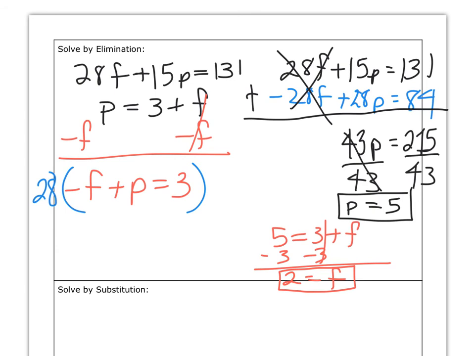All right. My brain's dead. I'm sorry. So our last method, you all ready for the last method?